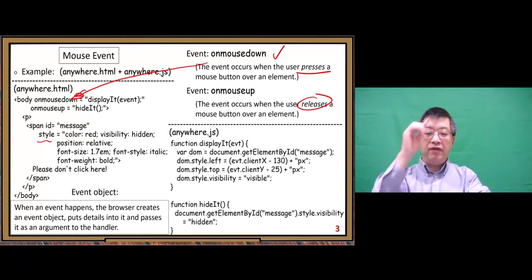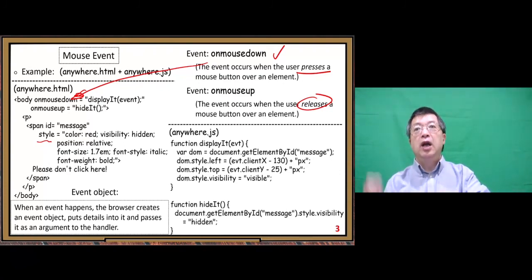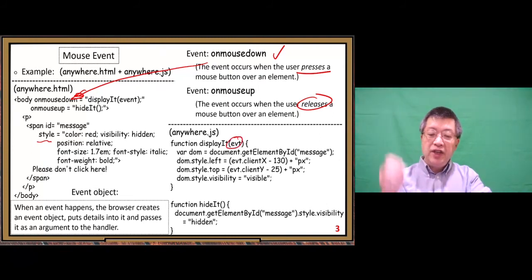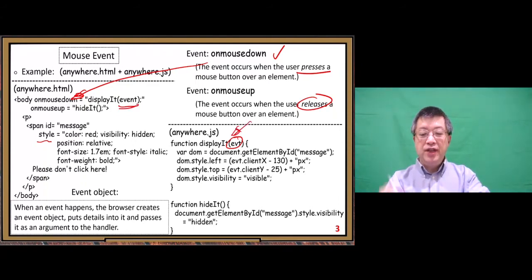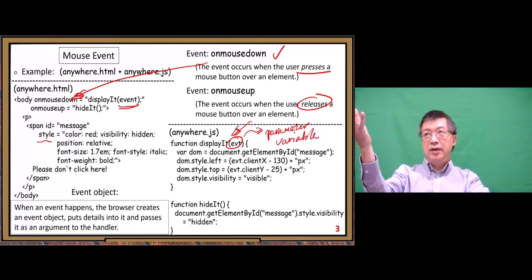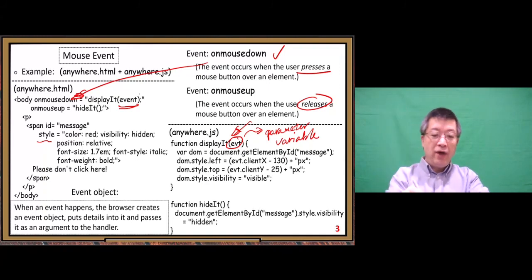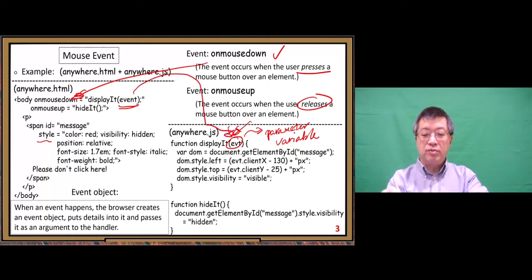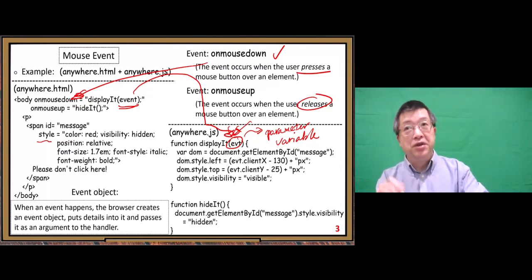Then we call the function, the first event handler, display, with parameter EVT. So here we use EVT because it is a parameter variable. A parameter variable is a variable. Then the object we pass replaces this parameter variable. So here we intentionally use EVT.